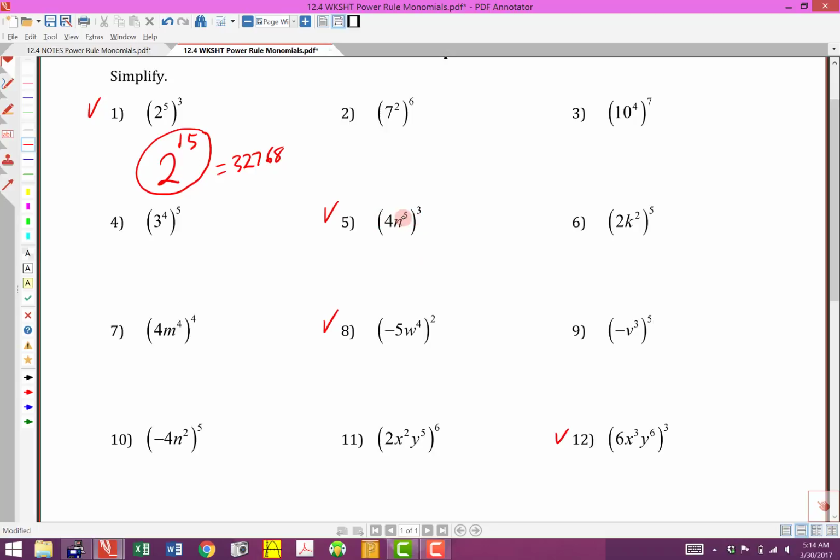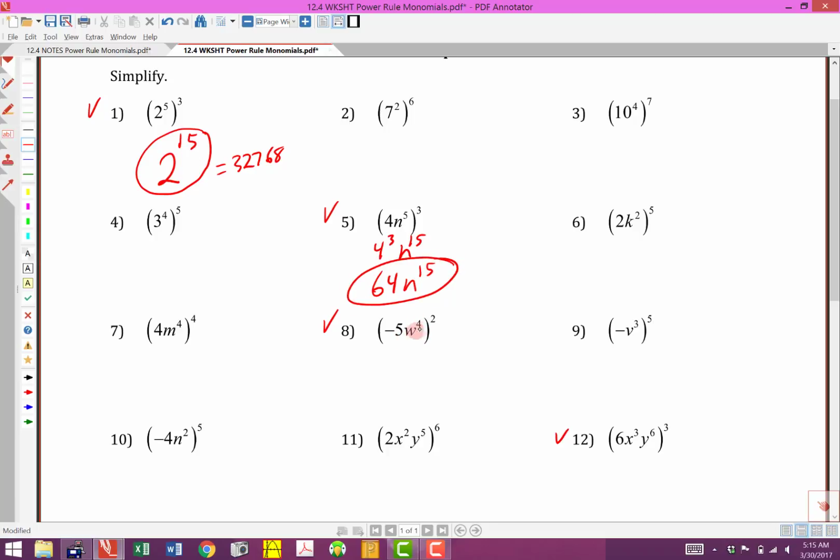Take a look at number 5. 4 raised to the 3rd. N raised to the 5 times 3, so that would be 15. So let's see here. Hopefully you recognize that one, 4 to the 3rd. You can do that on your calculator if you've got that one memorized. That's on our list of perfect cubes. So that's 64n to the 15th. We're going to circle that.